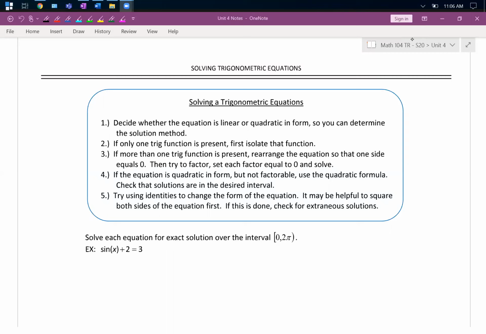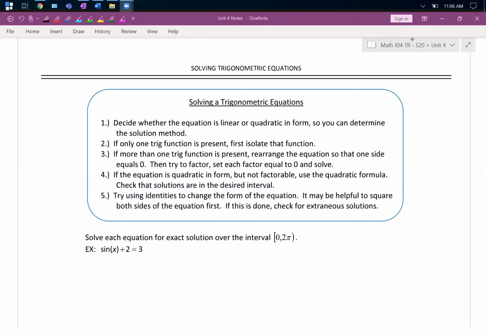If more than one trig function is present, and what I mean by that is like a sine and a cosine, a tangent and a secant, that there's not just one function, you're going to rearrange the equation so that it equals 0. You're going to try to factor it and set each factor equal to 0 and solve. That's just us using our zero product property. Now, if the equation is quadratic in form but not factorable, you're going to have to suck it up and use the quadratic formula with these trig functions. It's just instead of x being equal to whatever, you're going to have like sine of theta equals whatever.